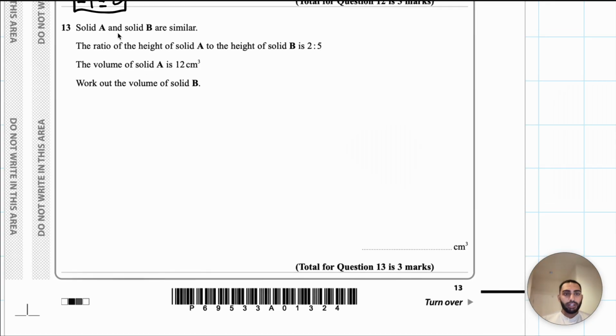Question 13. Solid A and solid B are similar. So this just means that A has been multiplied by something to become solid B. The ratio of the height of solid A to the height of solid B is 2:5. So A to B, the length scale factor is 2:5. And the volume of solid A is 12. Work out the volume of solid B.